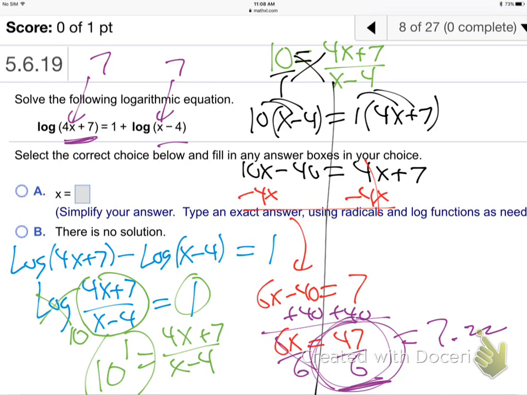We could turn that into decimal or no? I think they just want the straight exact fraction. I think.